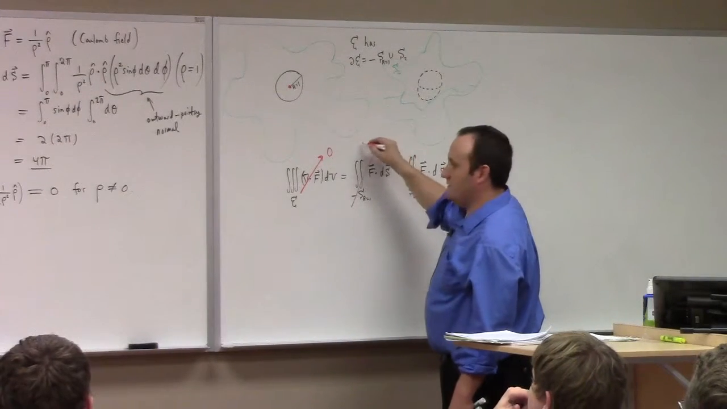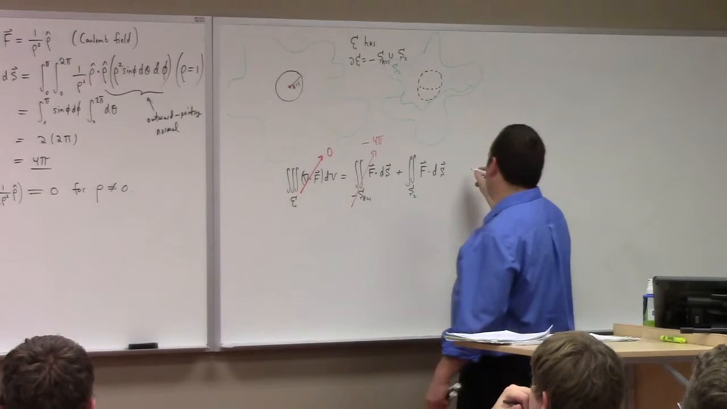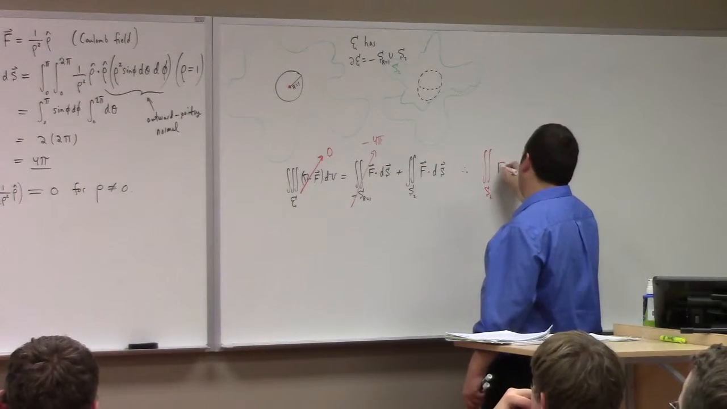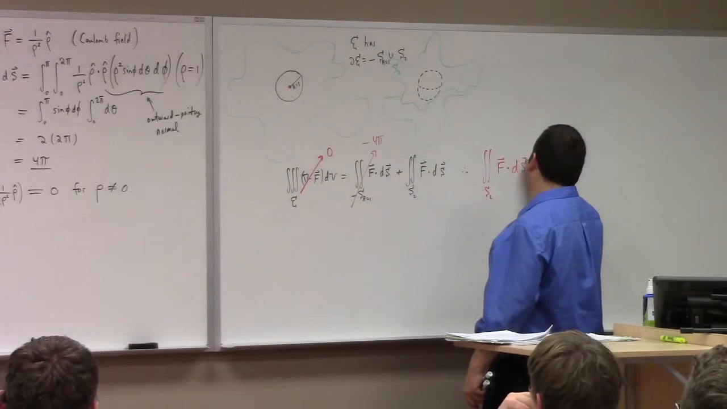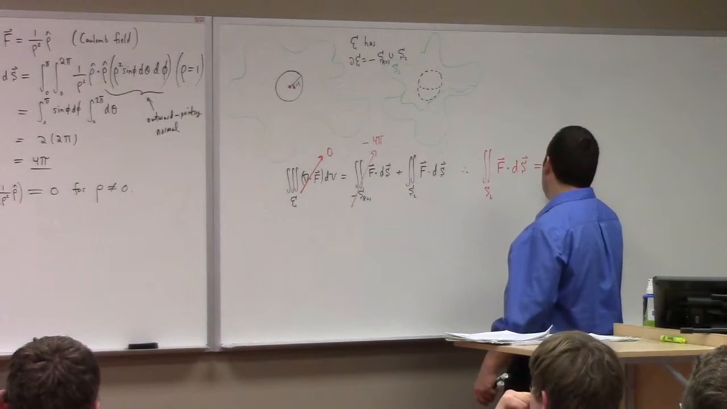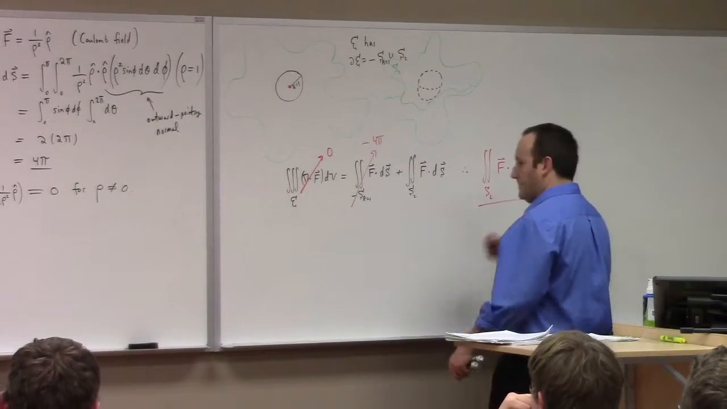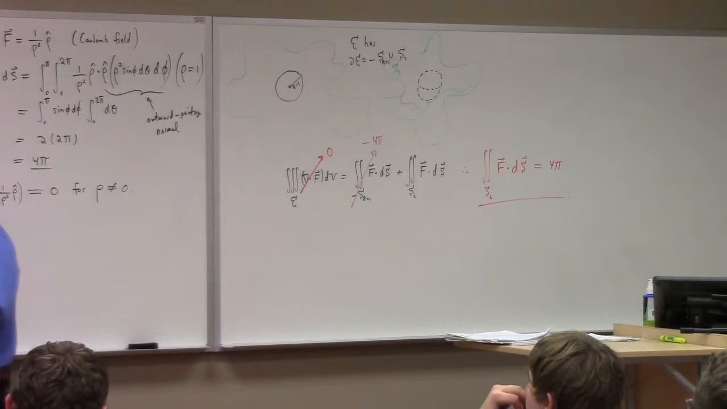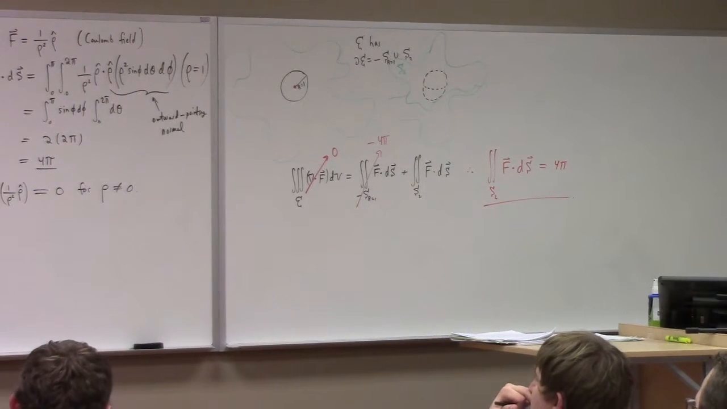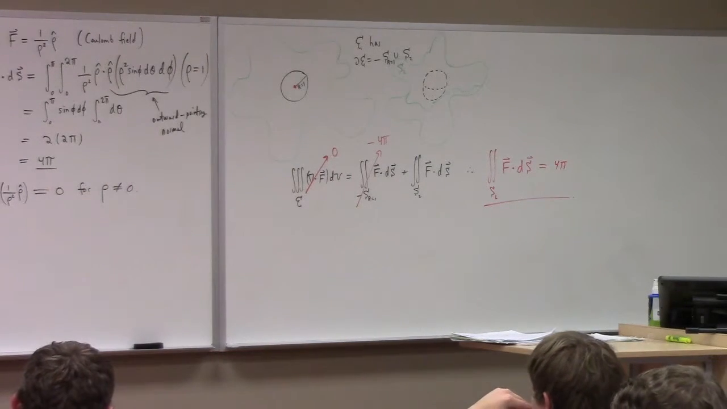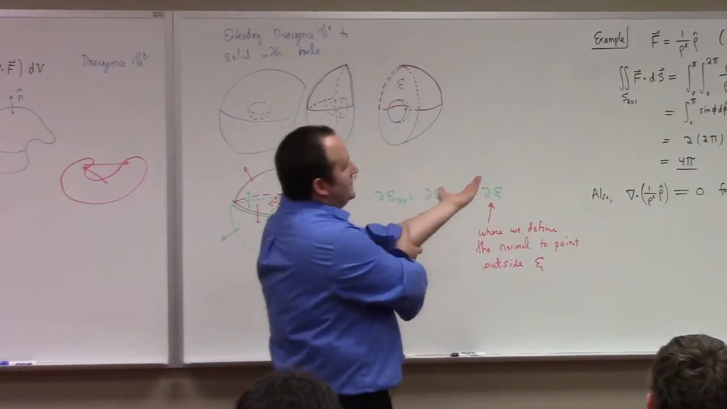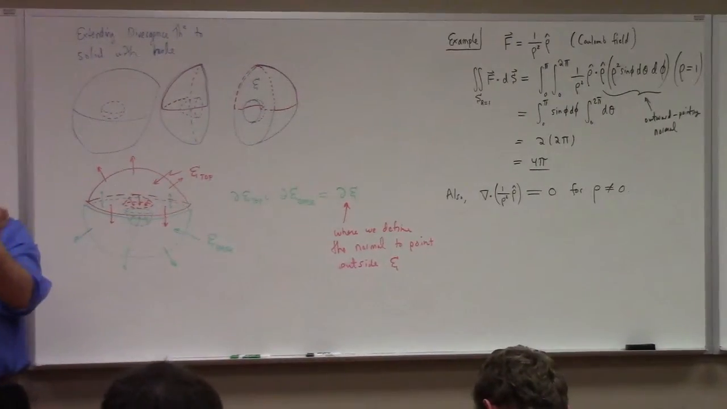This is minus 4 pi, so therefore the integral over S2 of f dot dS is equal to 4 pi. Which is pretty awesome because that's an arbitrary surface, right? What does it say about this Coulomb field? It says the flux of the Coulomb field is completely coming from the origin.